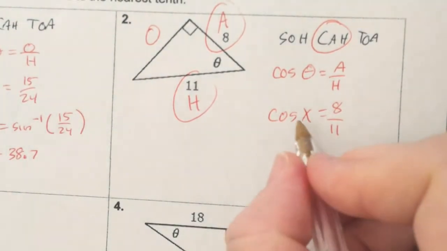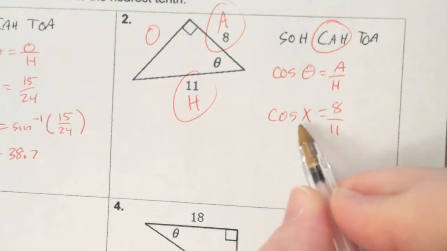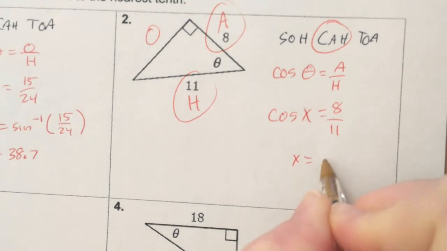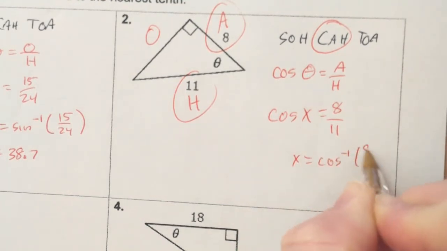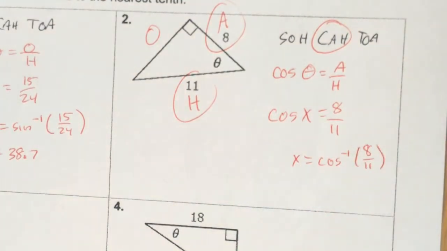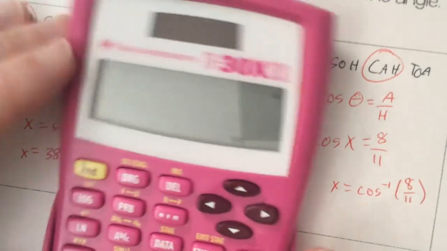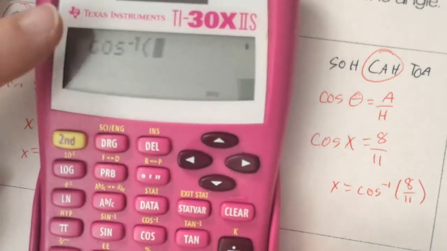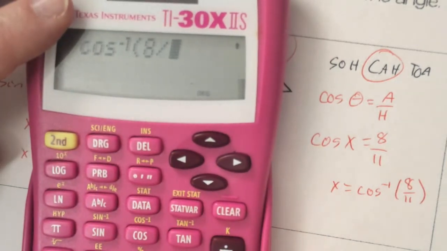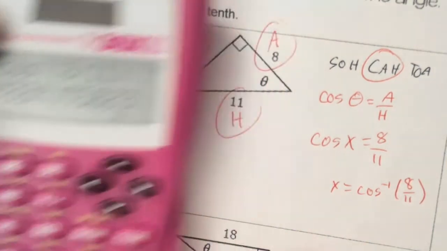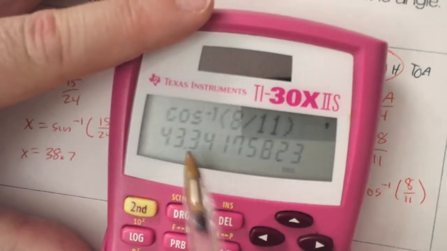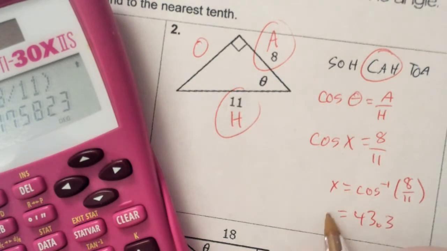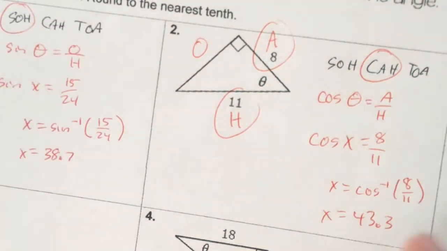All right, let's solve. Okay, so how can we get x by itself? Well, we want to get rid of the cosine. So to get rid of it, you do the inverse. So cos inverse of 8 over 11. All right, so just type that in the calculator. Make sure you're in degrees. So cos inverse, second cos, so cos inverse of 8 divided by 11. We pop out with 43.3. So 43.3, and that is your answer.